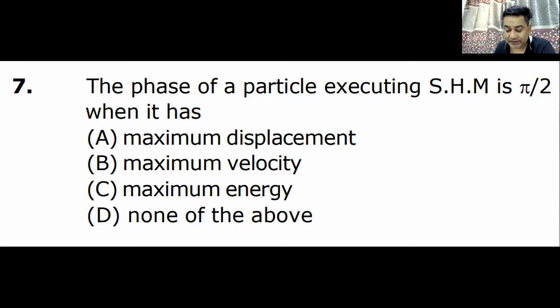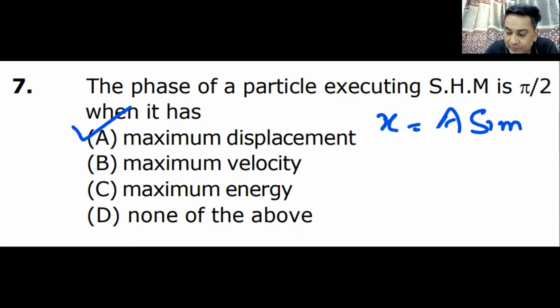Can you tell me the answer for this one? Phase is pi by 2. Yes, sir. Maximum displacement, that is correct. If I take the equation x is equal to A sin omega t, remember, omega t will be known as phase. If you put the value as 90, the displacement will become maximum.